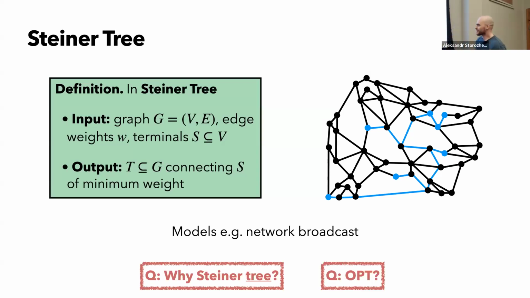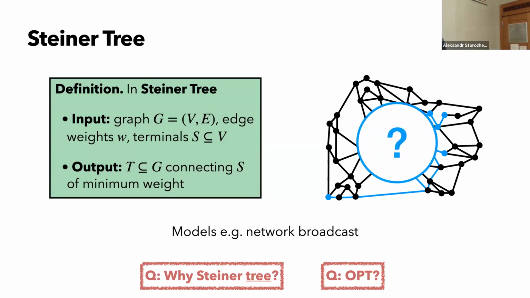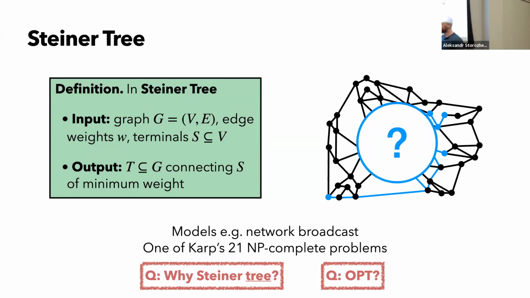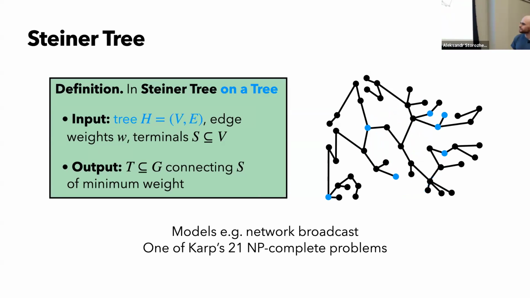Okay. Here's another question for the audience. Does anybody see what the optimal solution is here? Say, assuming that each edge has weight 1. Yeah, it's not clear. I don't see the optimal solution either. And you can be forgiven for not immediately seeing the optimal solution because this is in fact one of Karp's original 21 NP-complete problems. So it's a non-trivial computational problem to try to solve.